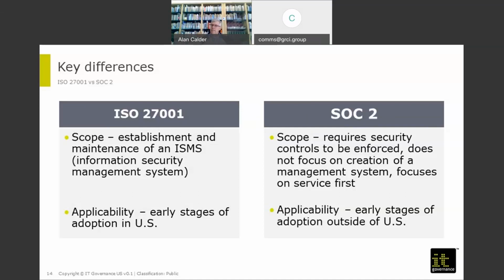SOC 2 is a very specific set of controls. So small organization, large organization, the amount of documentation required is pretty much the same. The evidence required that the control is operating is pretty much the same. It doesn't focus on the creation of a management system. It focuses on putting in place controls which demonstrate that the data that's in scope for the control framework is being controlled in line with the requirements of whichever of the trust service principles are in place.